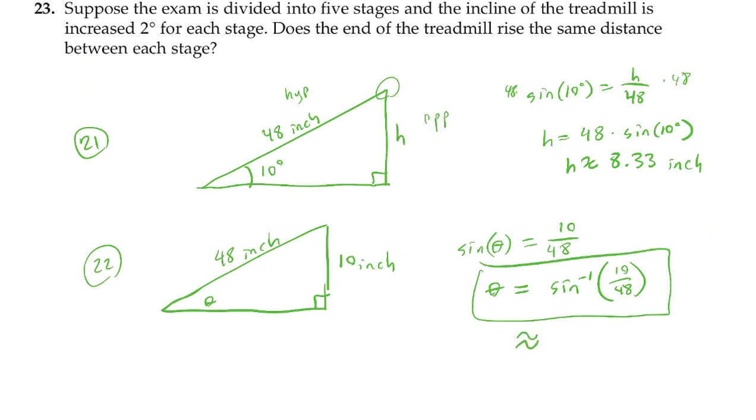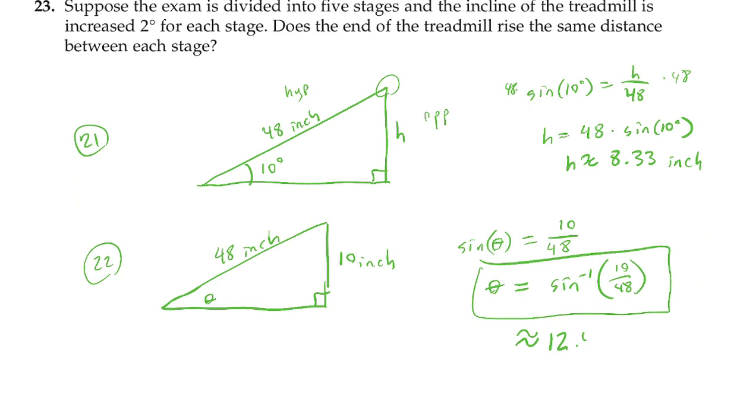And then we just say, well, that's approximately equal to what? It should be a little bigger than 10 degrees, right? Because we went from 8.33 inches up to 10. So inverse sine of 10 divided by 48, that's about 12.02 degrees. All right, and then 23 says, suppose the exam is divided into 5 stages and the incline of the treadmill is increased 2 degrees for each stage. Does the end of the treadmill rise the same distance?